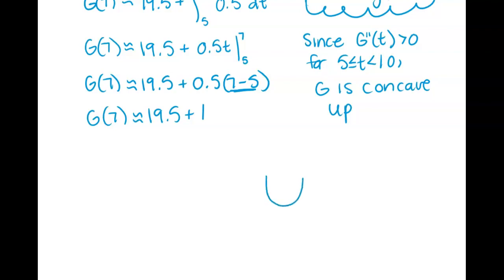My drawings are bad. And if you look at linear approximation, it's below the actual curve, no matter where you put it. So if it's concave up, I don't know which side, doesn't matter, you'll have an underestimate. So since the second derivative is greater than 0, g is concave up, and g of 7 is an underestimate.